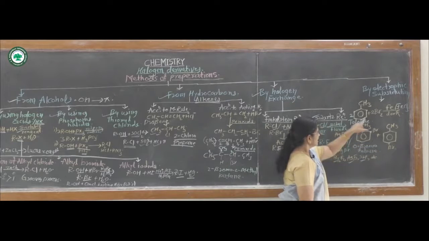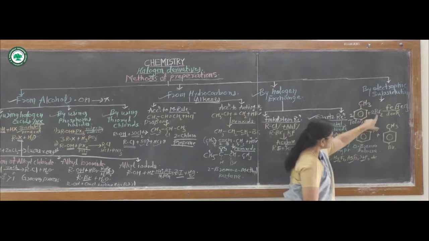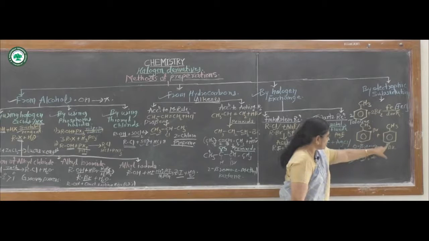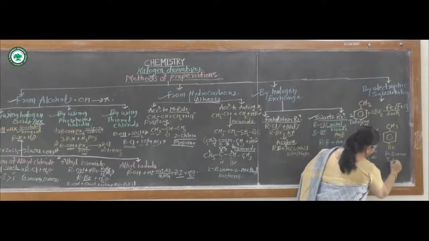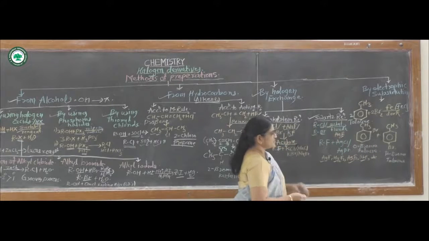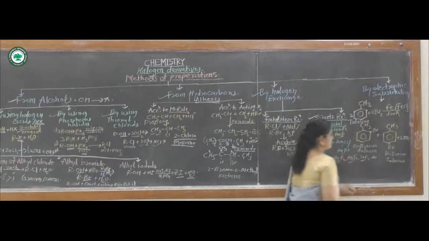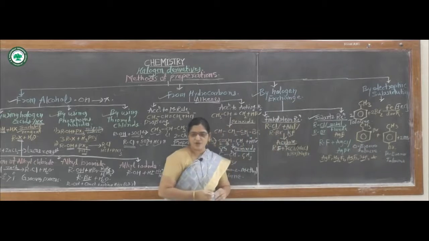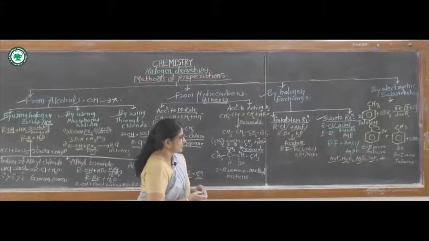Then in the second reaction, the hydrogen atom at the para position gets substituted by one of the bromine atoms, and it gives para-bromotoluene. That means it gives a mixture of two products, one ortho and one para, and it gives a byproduct, that is twice HBr. In this way, for the preparation of haloarenes, the method is by electrophilic substitution reaction.